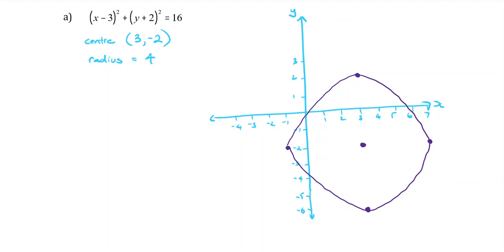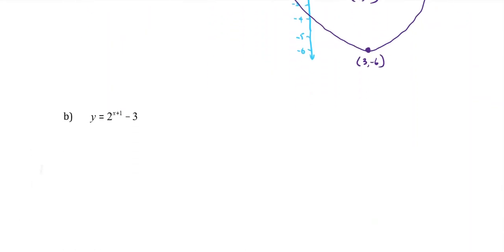Okay, then just to be clear, it is a good idea to put the coordinates of each of those 4 points around your circle. So that's 3, 2. This one was 7, negative 2. This one was 3, negative 6. This one was minus 1, minus 2. And the centre was at 3, minus 2. Okay, so that's how you draw a circle. Let's move on to part B.